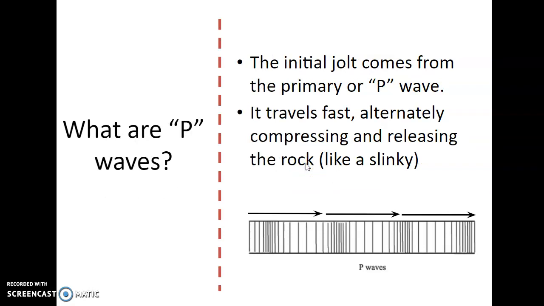So what are P waves? P waves, remember, P stands for primary waves. The initial jolt comes from the primary or P wave in an earthquake. It travels fast, and it alternately compresses and releases the rock like a slinky.